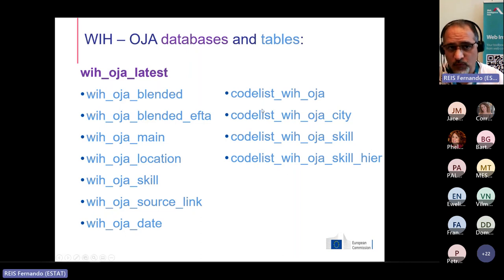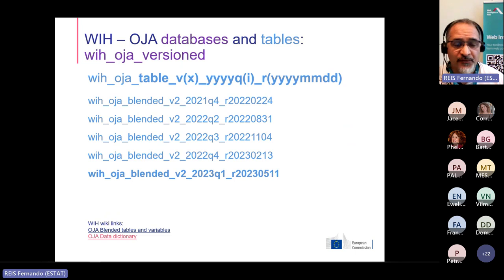So basically, you have two ways of accessing this data: via a single table that includes everything, or you can use the normalized tables, the main, location, skill, source, link, code lists, and do the joins. So it's two different ways that you can do things. Now you're going to find all these tables also in the VersionNet, but a lot more tables.